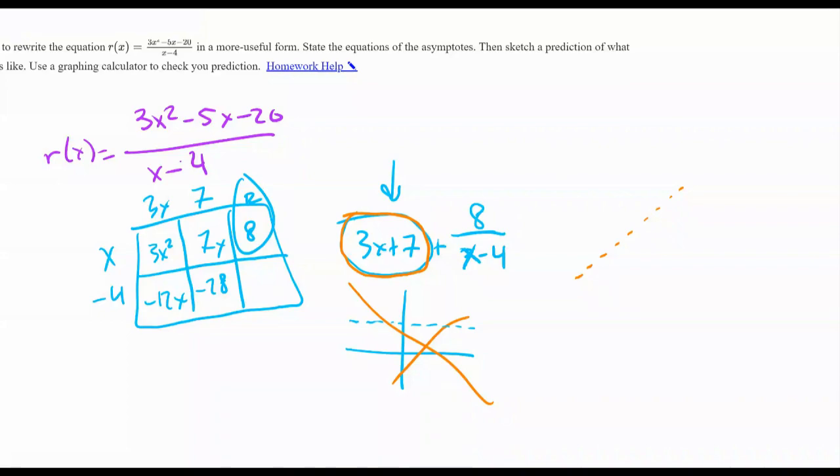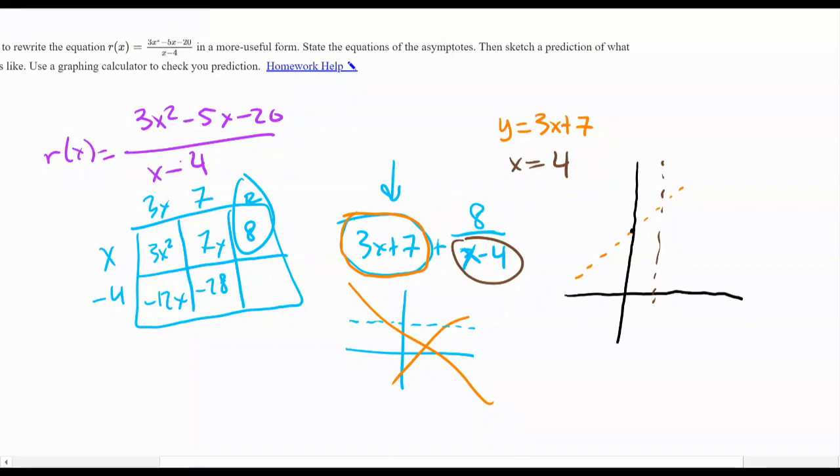So as far as my asymptotes here, I have an asymptote at y equals 3x plus 7, and then I have a vertical asymptote from the denominator here at x equals 4. So something like this. Again, this is a very generic sketch here. This is 7, goes up by 3. So something like this. And we're probably going to have some curves that go like this.